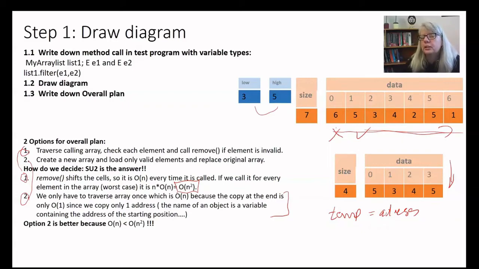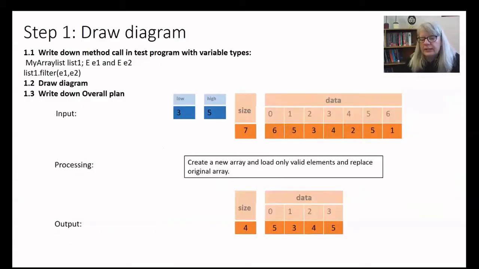Now which one is best, quickest, most effective? Order n squared or order n? You've guessed it, order n. So therefore we are doing option 2. So we can continue with selecting option 2 as our overall plan. So we create a new array and load only valid elements and then replace the original array.